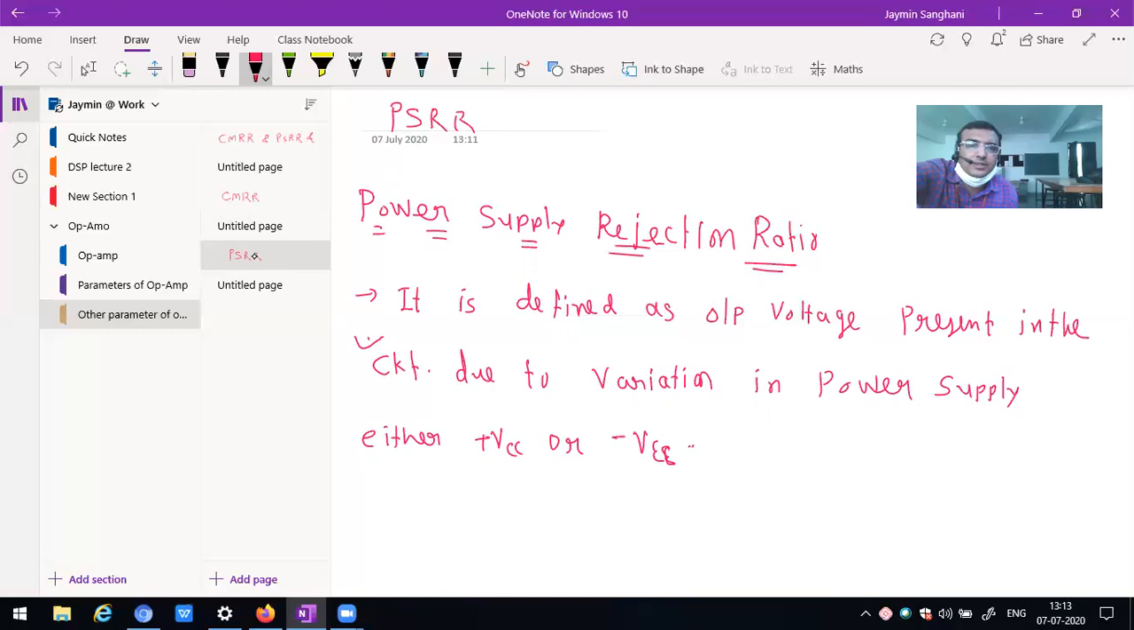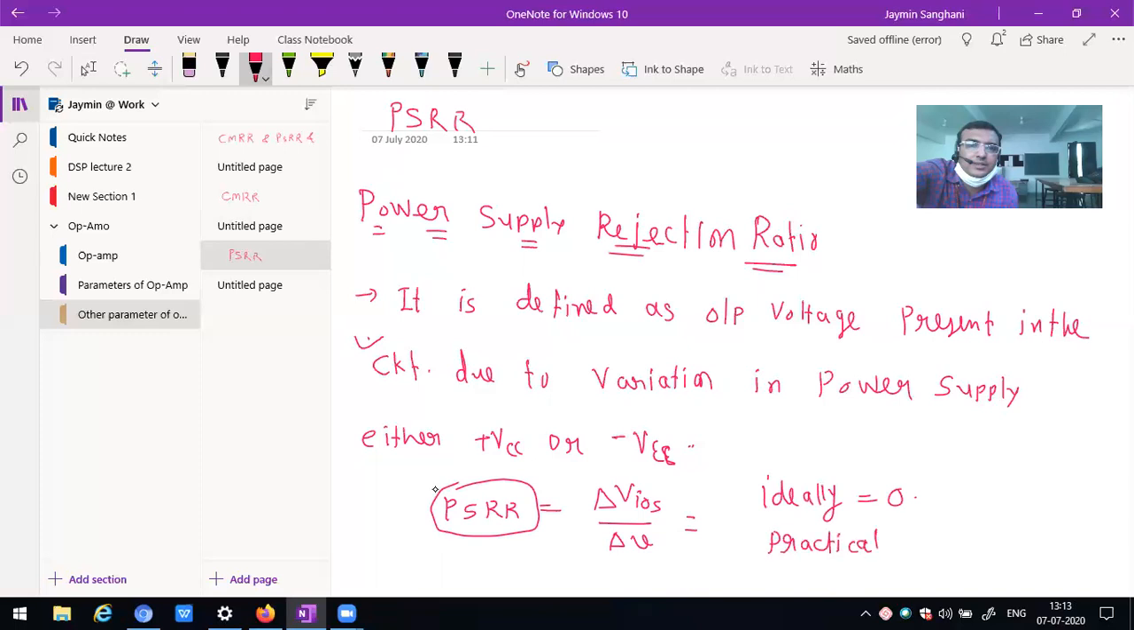Due to the power supply, what is the variation in the output voltage? It is known as PSRR, delta VIOS divided by delta V, offset voltage divided by supply voltage. Ideally it is equal to 0, and practically the value of PSRR is 150 microvolt. This is the ideal value of PSRR, power supply rejection ratio.